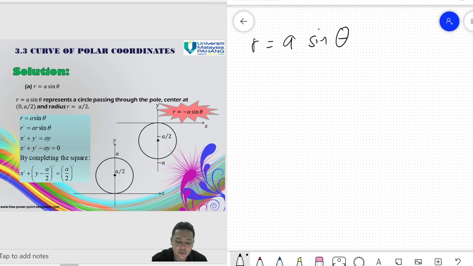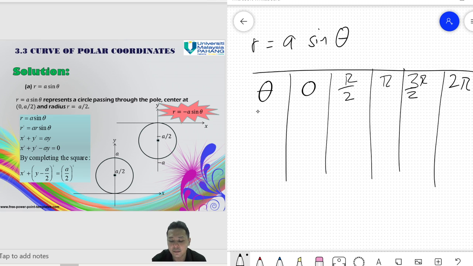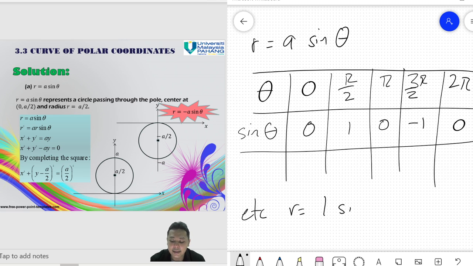For a sine theta, if you want to get the idea, why don't we represent theta as a collection starting from 0, maybe pi over 2, pi, 3 pi over 2, and also 2 pi back to the origin. Right now, what is sine theta? 0, 1, 0, -1, and also 0 back. A is not assigned a value right now. Let's put as an example that r is 1 sine theta. So 1 sine theta will be 0, 1, 0, -1, and 0.